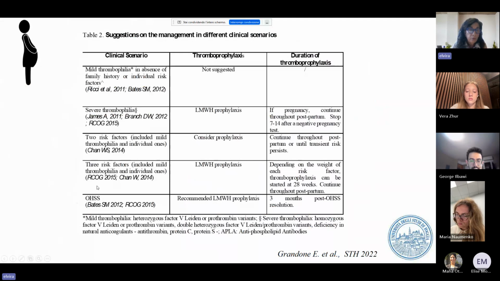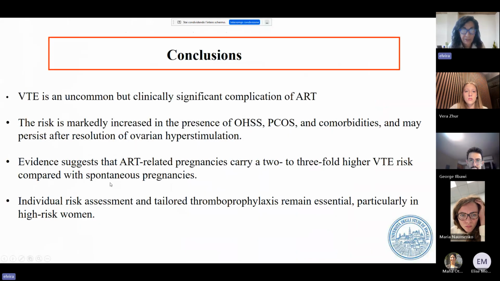Again, we usually decide according to studies and information available for pregnant women. So we have again indirect evidence, but this is, to the best of our knowledge, what we can suggest, not recommend, but suggest today. We recommend low molecular weight heparin thromboprophylaxis only for ovarian hyperstimulation syndrome, as I said.